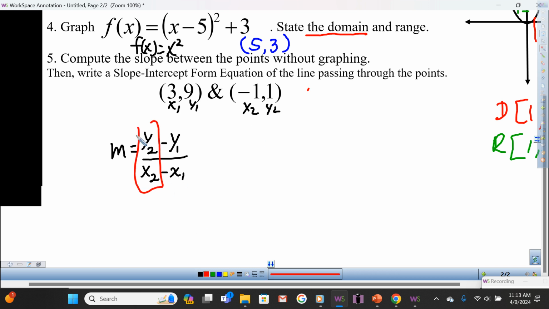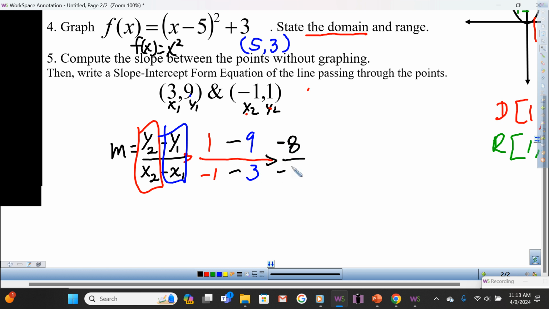So I'm going to start here with y sub 2 and x sub 2. So I got 1 over negative 1 minus, now I'm going to y sub 1, x sub 1. Y sub 1 is 9, x sub 1 is 3. Therefore, this is negative 8 over negative 4. And what is negative 8 divided by negative 4, everyone? 2. All right, so m is 2. We got m, yes?